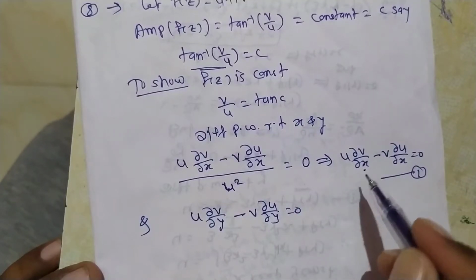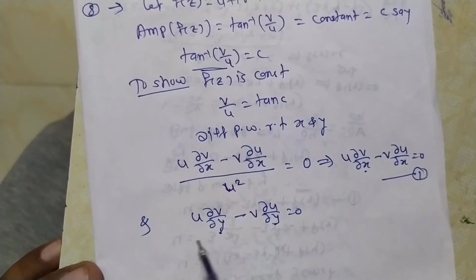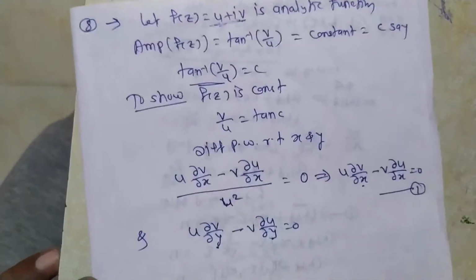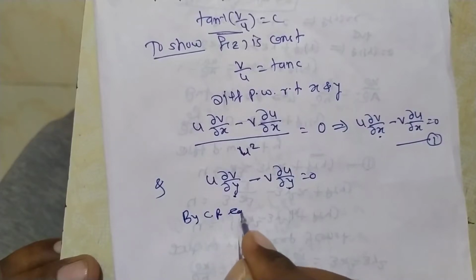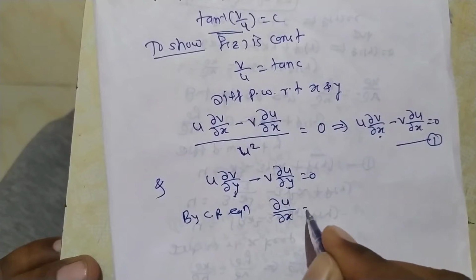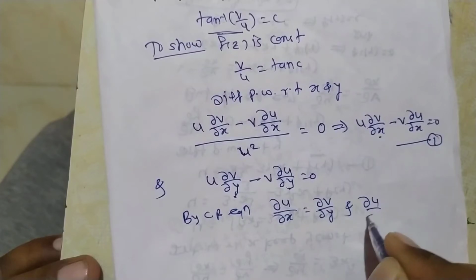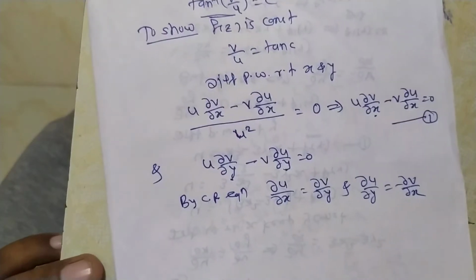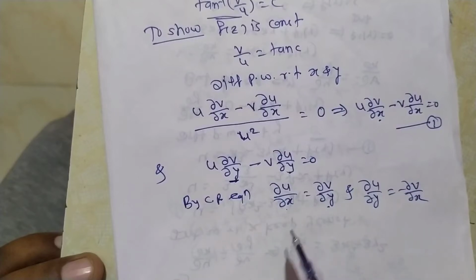But here the independent variable is x, so we have to change this y in terms of x. How do we change it? Using the CR equations, because given that f of z is analytic, and if f of z is analytic, then the CR equations are satisfied. The first CR equation is dabba u by dabba x is equal to dabba v by dabba y, and the second CR equation is dabba u by dabba y is equal to minus dabba v by dabba x. So dabba v by dabba y is dabba u by dabba x.